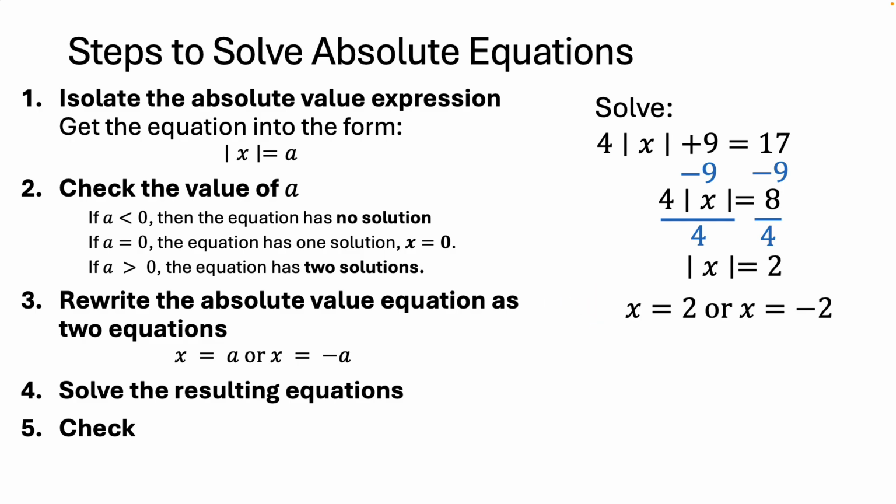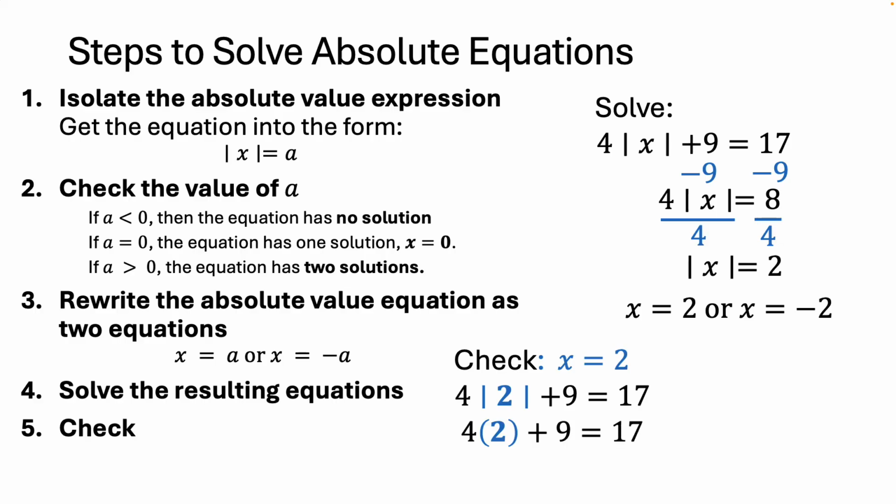The last step would be to check your answers in the original problem. Let's go ahead and check x equals 2. Plugging 2 into our original equation, we would have 4 times the absolute value of 2 plus 9 is equal to 17. In this case, the absolute value of 2 is 2, so we would have 4 times 2 plus 9. We want to see, is that equal to 17? 4 times 2 is 8. 8 plus 9 is in fact 17, so this does work.